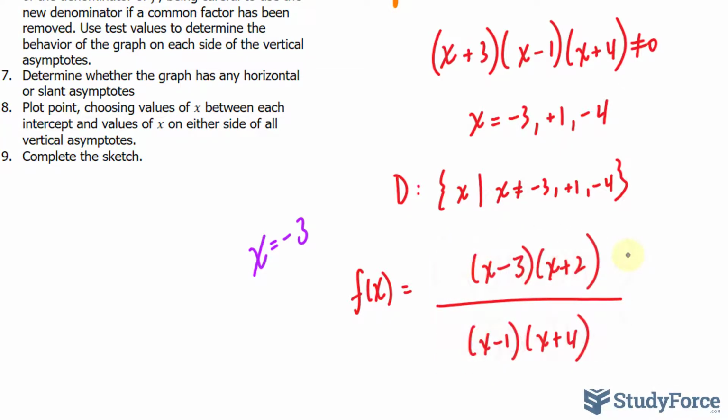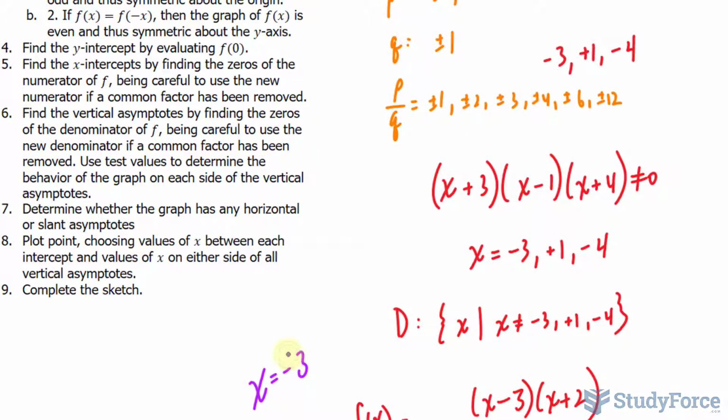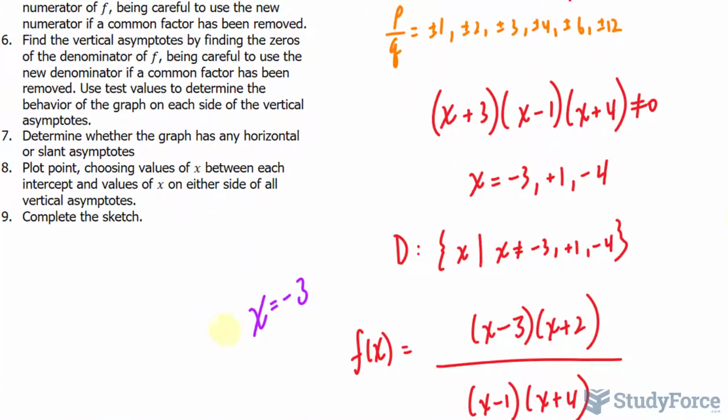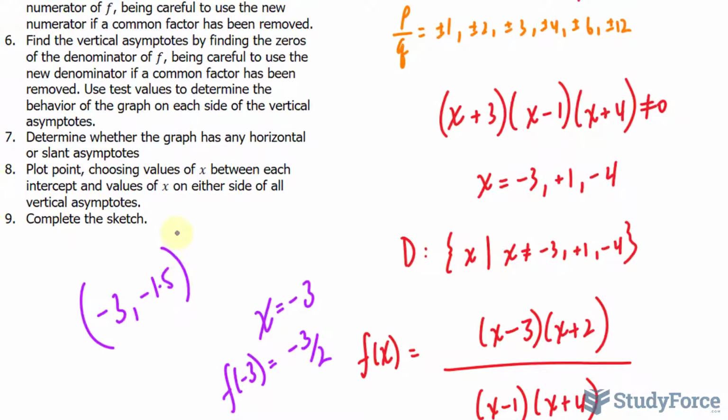Now to find out exactly where that hole will be, that removable discontinuity, I'll take -3 and substitute it back into my function. If I substitute it back into this function, I'll end up with an output, let me show you, that is equal to -3/2. So the hole will be at -3 and -1.5, which is equivalent to that fraction. This is our hole, or our removable discontinuity.